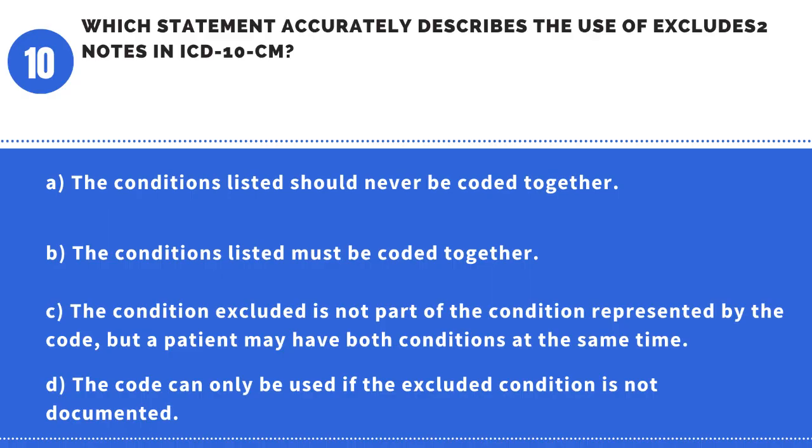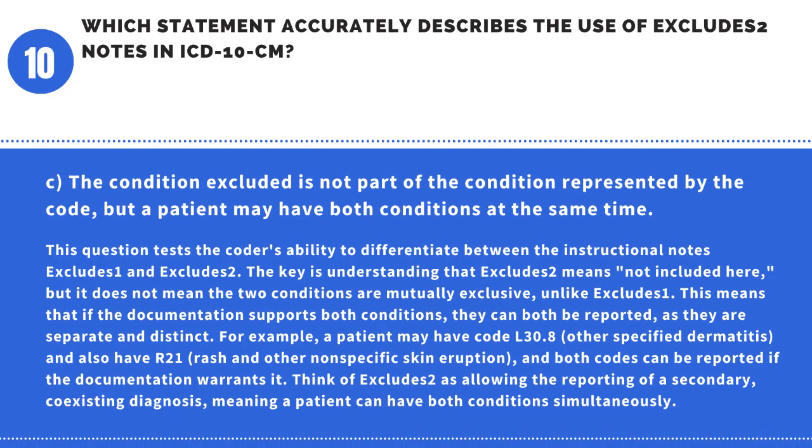A. The conditions listed should never be coded together. B. The conditions listed must be coded together. C. The condition excluded is not part of the condition represented by the code, but a patient may have both conditions at the same time. D. The code can only be used if the excluded condition is not documented. Answer: C. The condition excluded is not part of the condition represented by the code, but a patient may have both conditions at the same time.